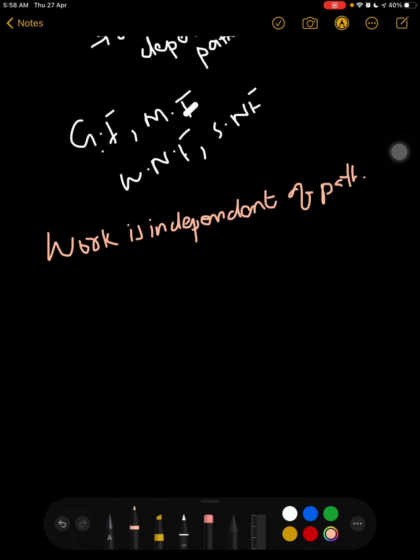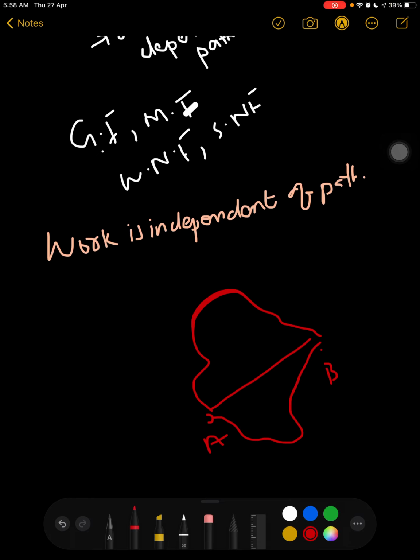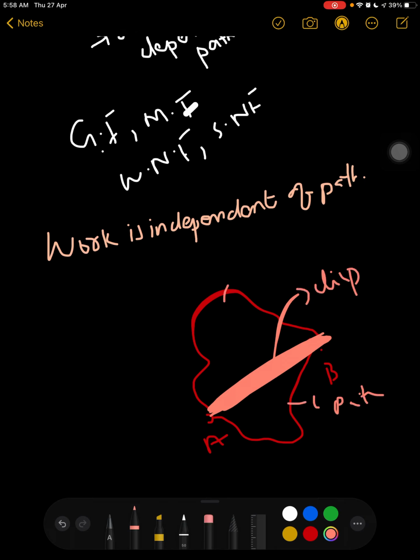For example, this is point A, this is point B. This is one way to go over here, and this is another way. The work that we will count will be from this one, because this is the shortest distance, and here we have the displacement, and these other two are basically paths, right? I hope this is clear to you.